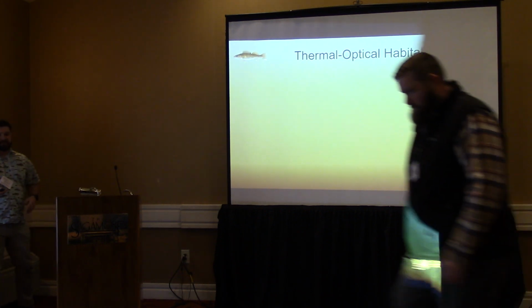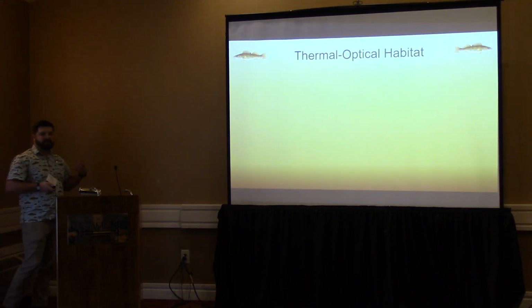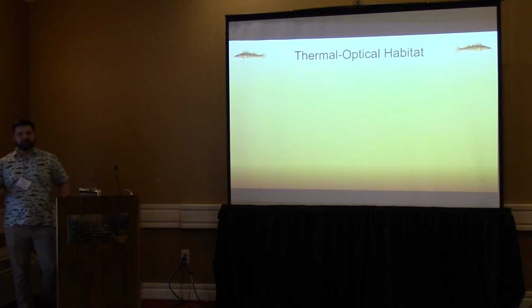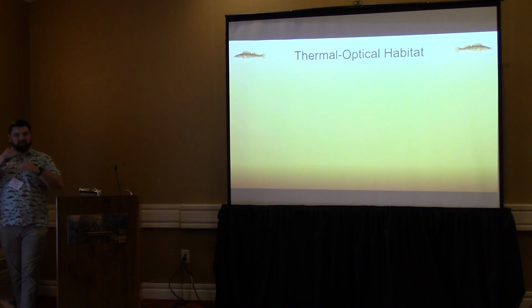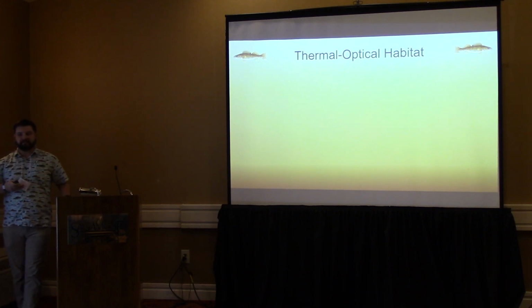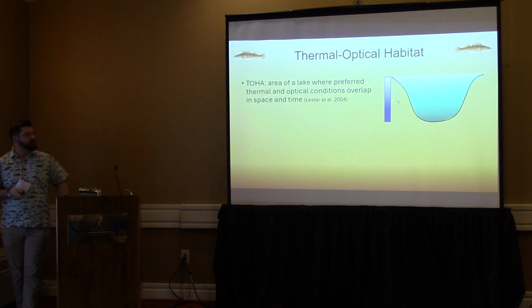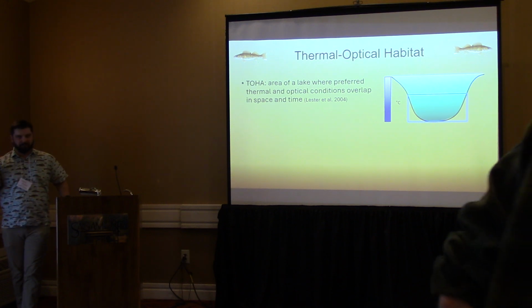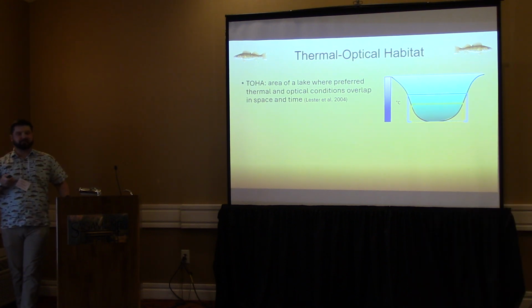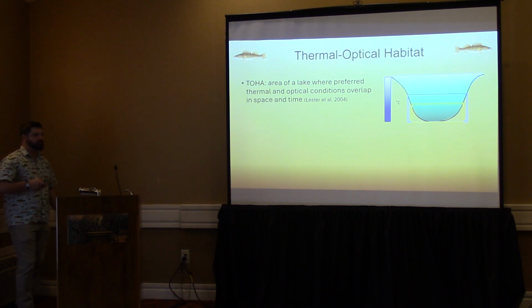One of the big things surrounding walleye, especially in the Midwest, is the idea of thermal-optical habitat. That means having ideal thermal and optical habitat that overlap in the epibenthic region, which helps support those individuals. So you have a temperature range with an ideal temperature zone in the lake, and then you also have an ideal optical habitat. That will change with water clarity, time of day, and a whole host of other things, but this is the general idea of the model concept.